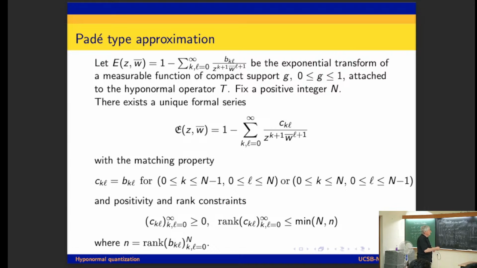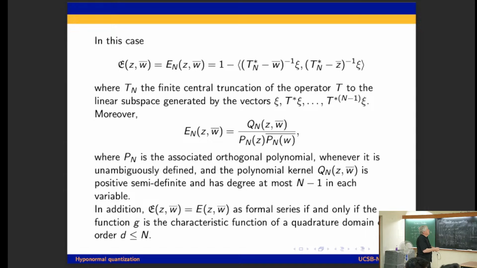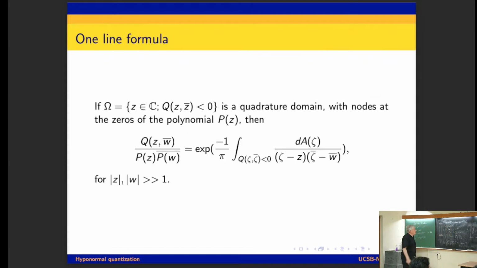So long story short, the truncation will have our type of representation. This is the finite central truncation of the operator. And the approximant is rational exactly of this form. So there is here the Padé approximation extended to 2D thanks to the Hilbert space factorization of the exponential kernel. So without this, you cannot understand what is going on.